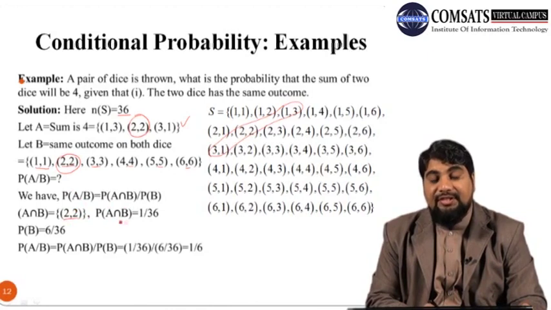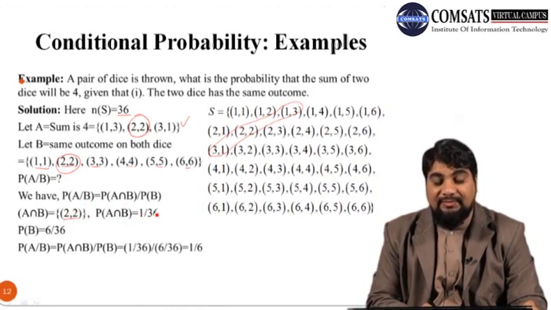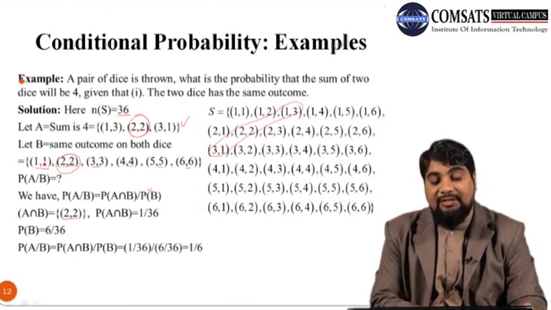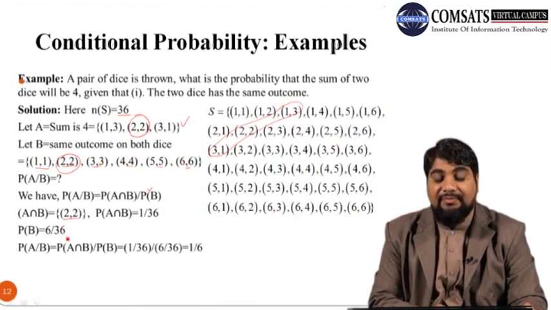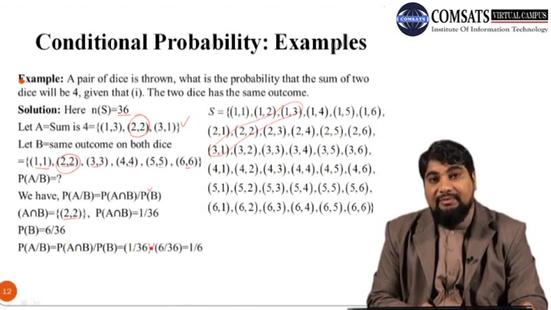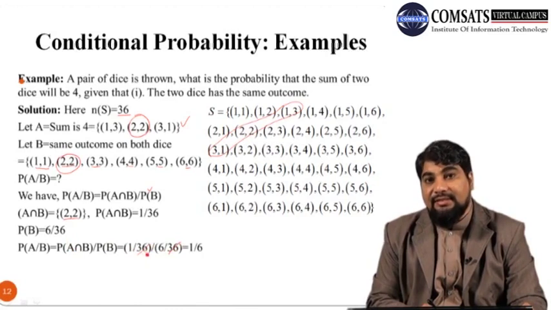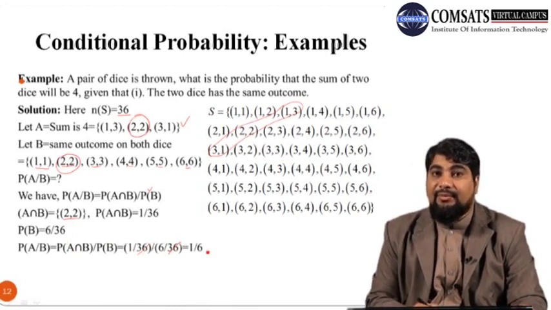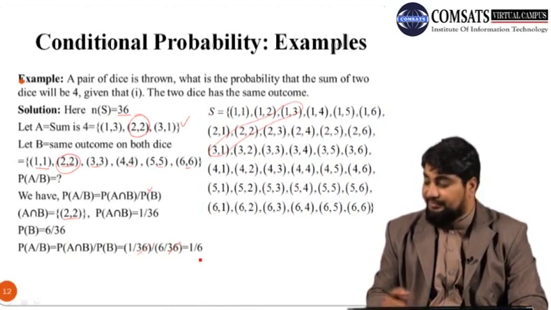So P of A intersection B is 1 out of 36, and P of B is the number of sample points in B, 1 2 3 4 5 6. So 6 out of 36. Just divide these two numbers: 1 by 36 divided by 6 by 36. You can see that this 36 is cancelled with 36. We get 1 over 6.